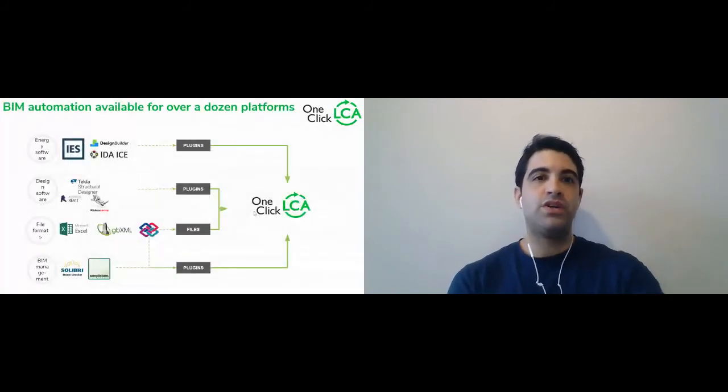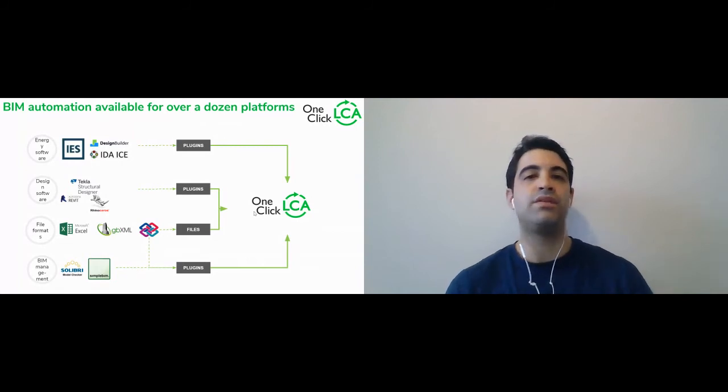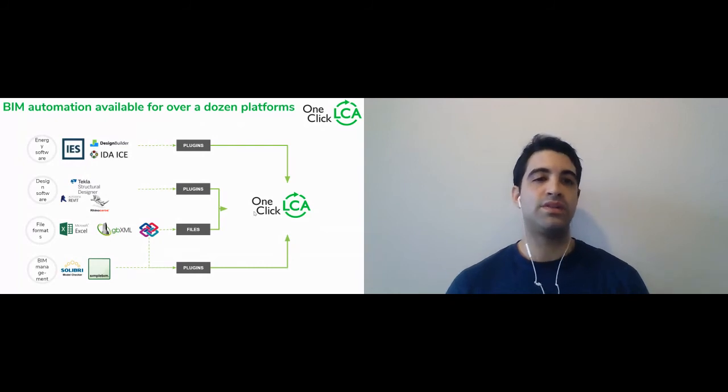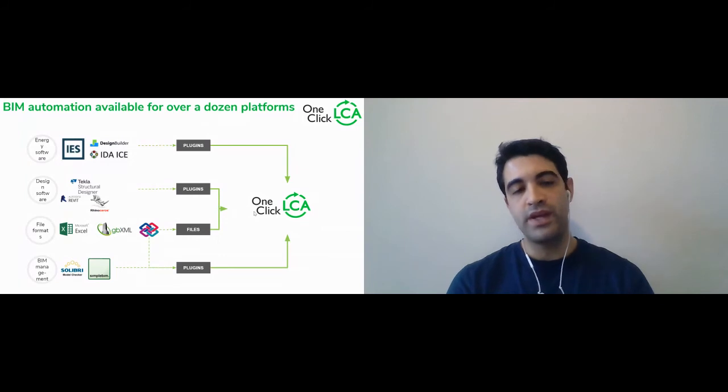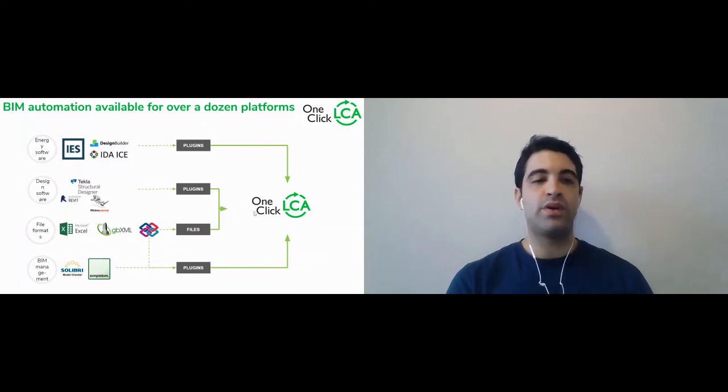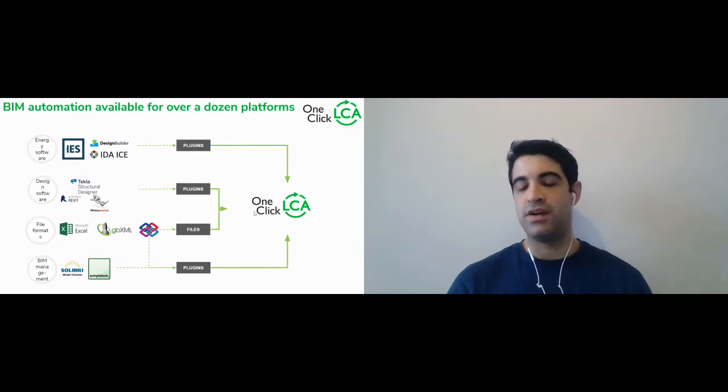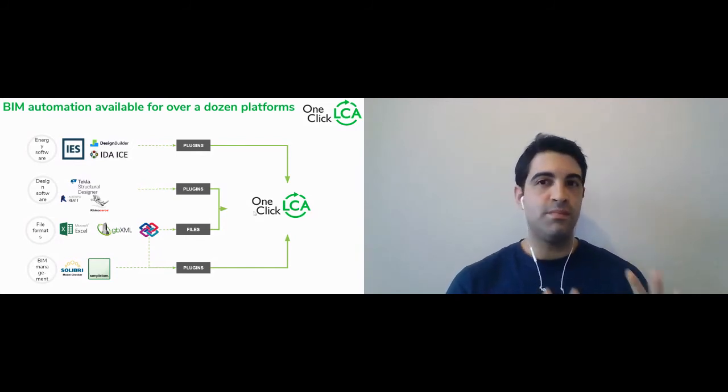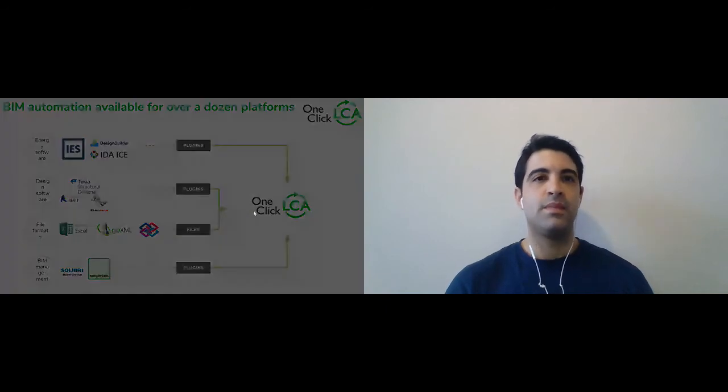And the BIM automation is available for over a dozen platforms. If you are working with energy modeling and you're using DesignBuilder, for example, which is quite well known, we have plugins for it. If you're working with pure design software, such as Revit or Rhinoceros, we also have plugins for it. If you are working with Microsoft Excel, we can integrate that. If you are working with Symetri, we have plugins for that. So we have automation available for more than a dozen platforms.